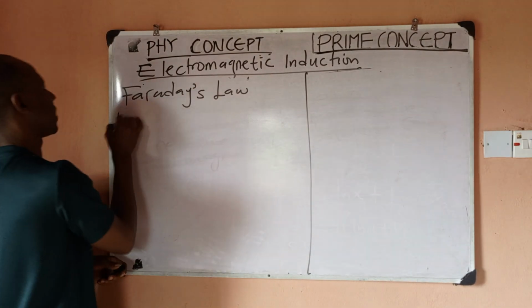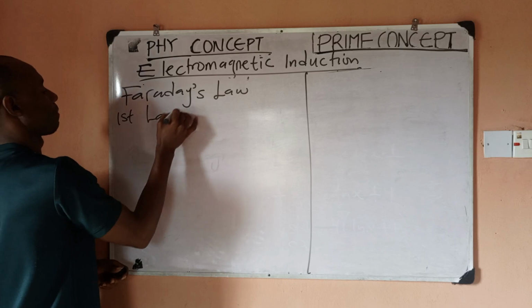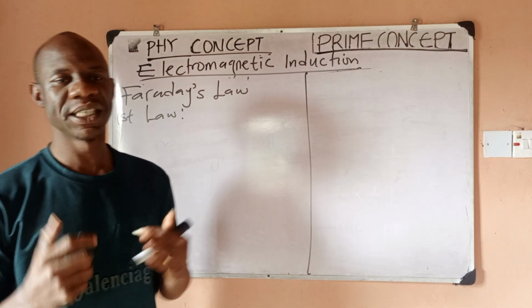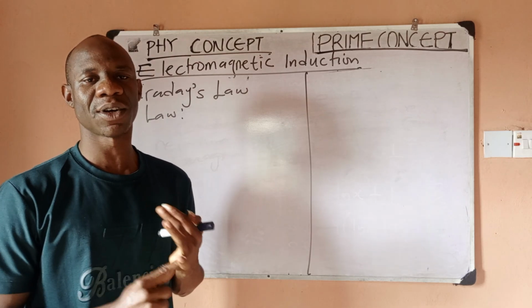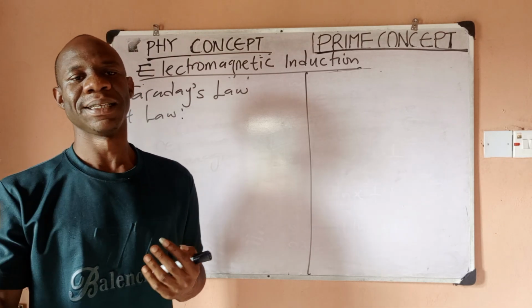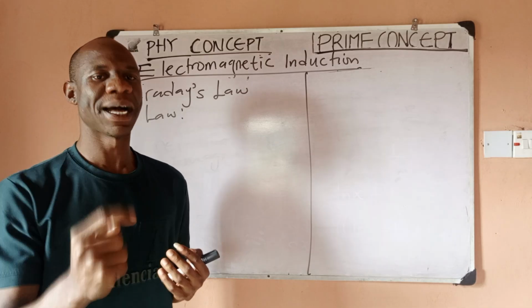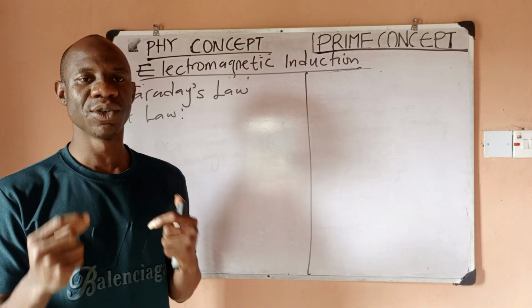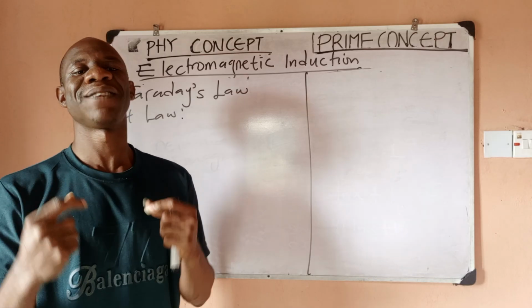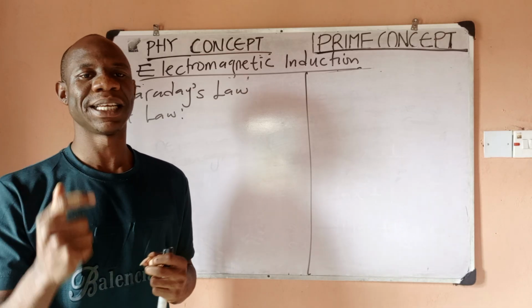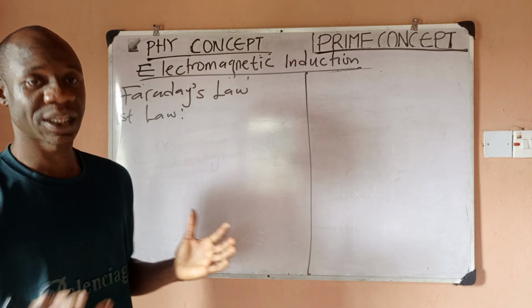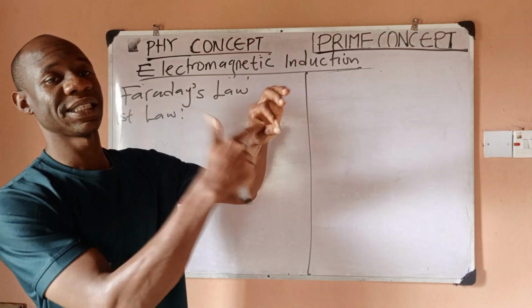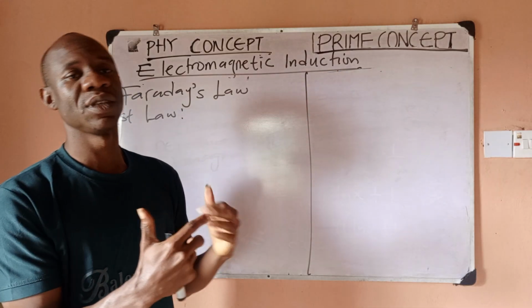Faraday's law, first law. The first law says that EMF is induced in a conductor whenever there is a changing magnetic field. That is to say, that is what I just explained earlier. If I have a conductor and I begin to move a magnet in and out, that conductor would induce EMF.